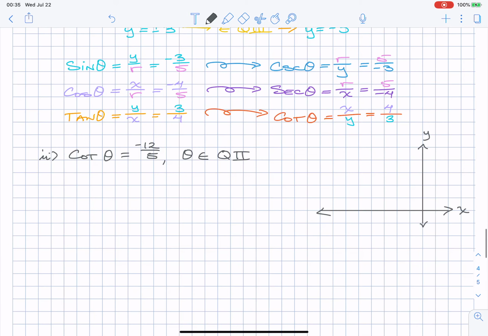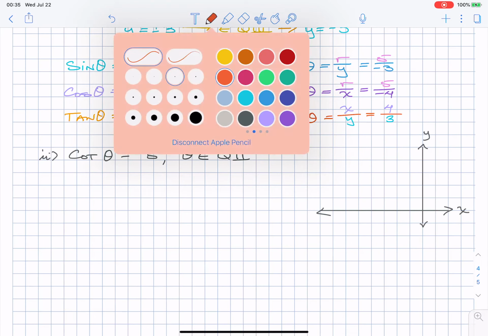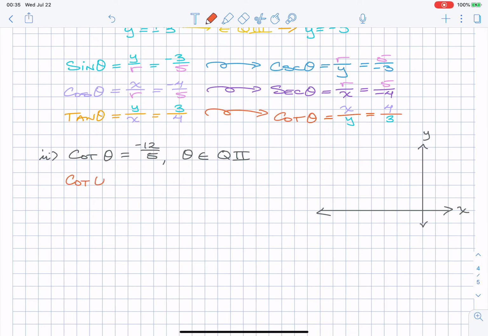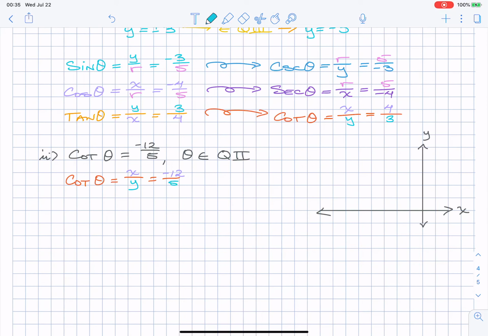Okay, so cotangent, of course, we know that's going to be cosine over sine, so cotangent is actually x over y. So in quadrant 2, I know that x is negative, so it is indeed negative 12. And I know that y is positive, so it's positive 5.